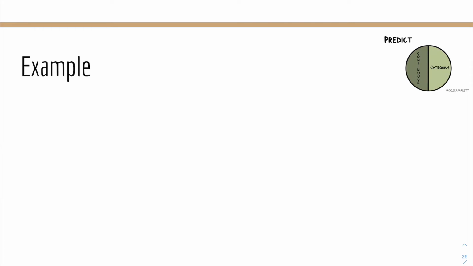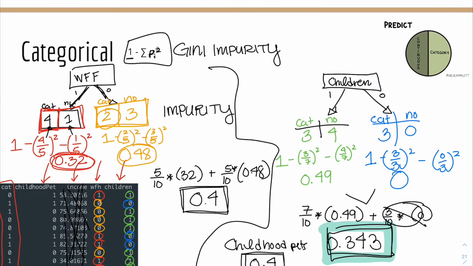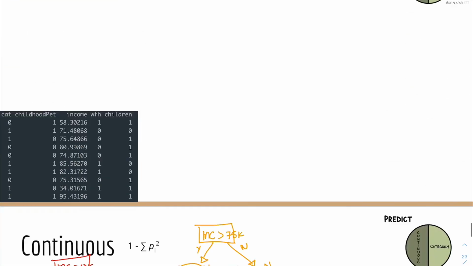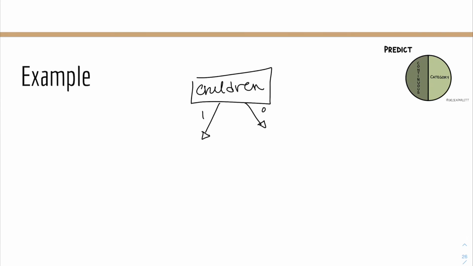If you remember, I'll scroll up. When we were looking at our 3 categorical variables, we decided that children was the best of our categorical variables to start with. It had the lowest impurity of all 3 choices. So let's start with that tree. We have children up here. Yes, they have children. No, they do not have children.